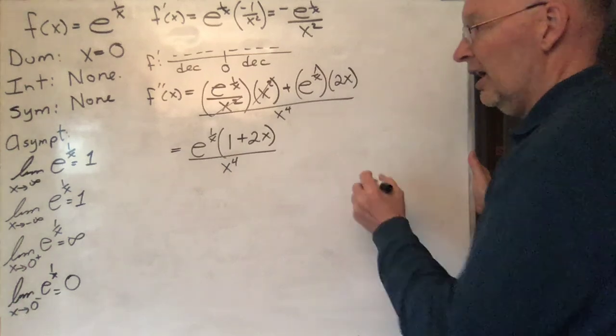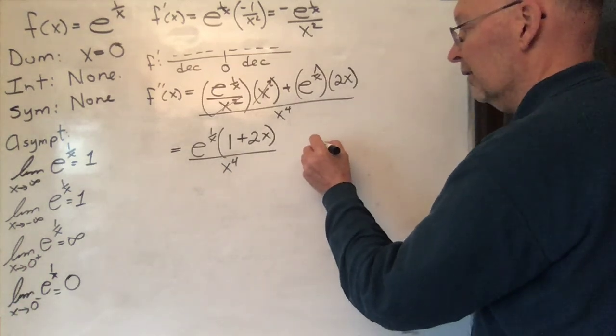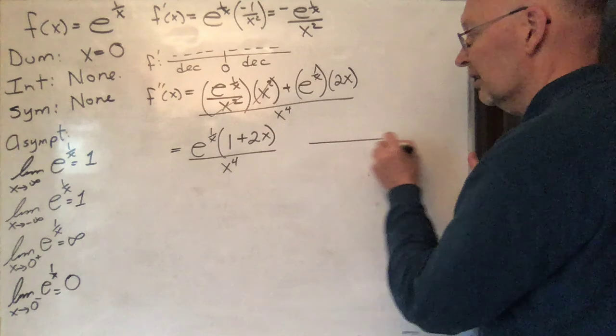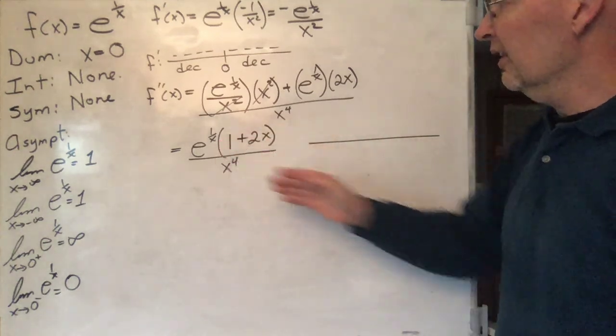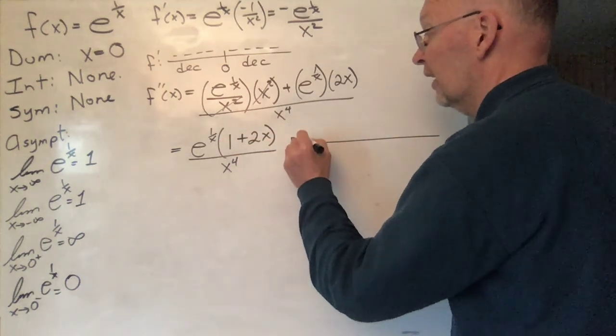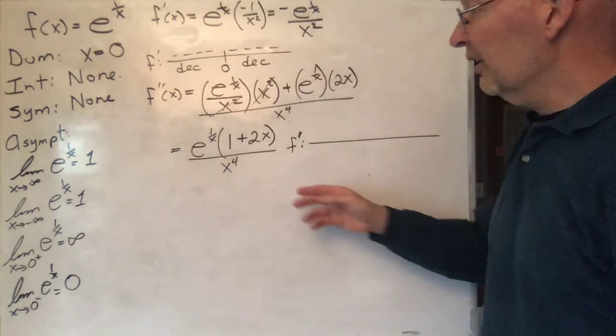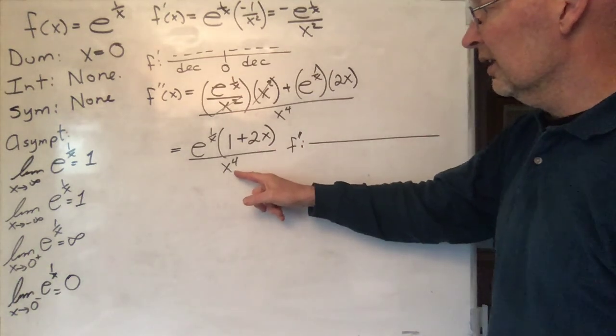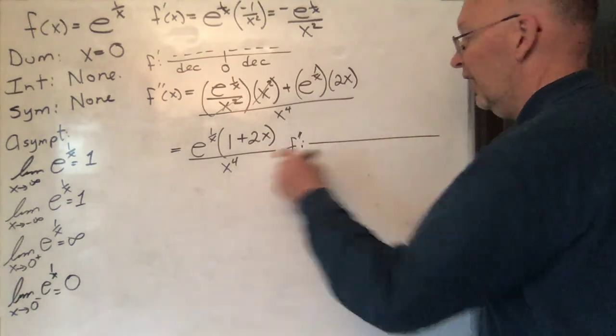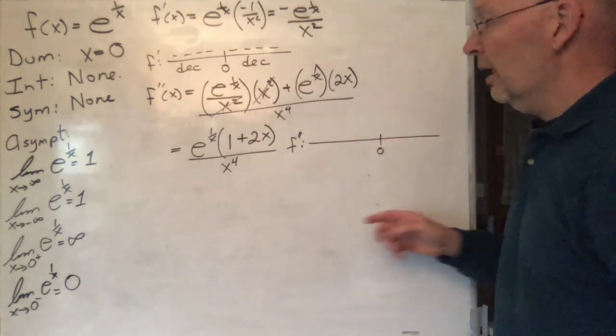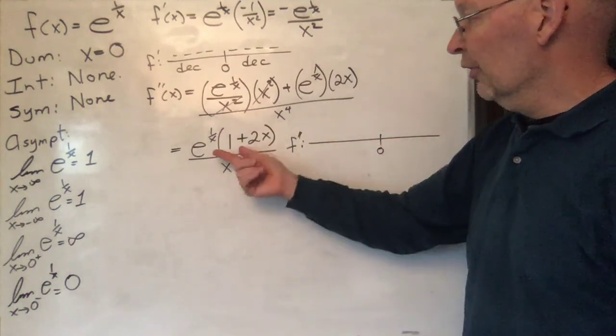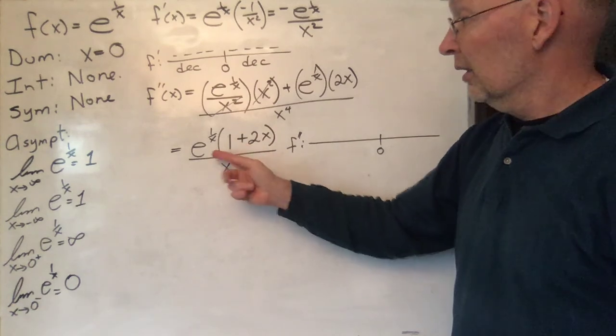So there it is, and I think I'm going to make my little diagram off to the side here. This is going to be the second derivative now. Where is this either 0 or undefined? It's undefined at x equals 0. And this whole thing is going to be 0 whenever the numerator is 0. This will never be 0.